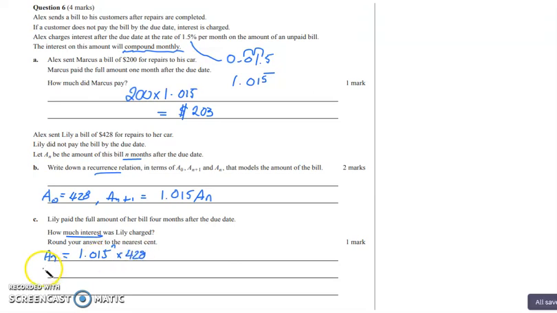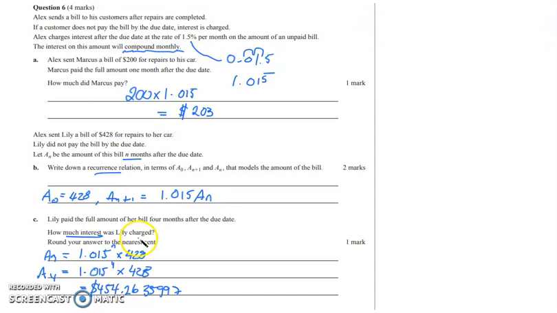We wanted the value after 4 months, so 1.015 to the power of 4 times 428, and this would give us a value of $454, and carrying all the decimal places, 454.2635997.